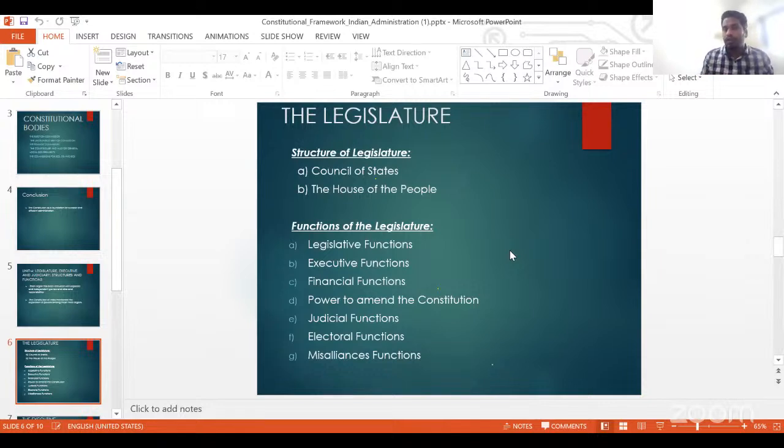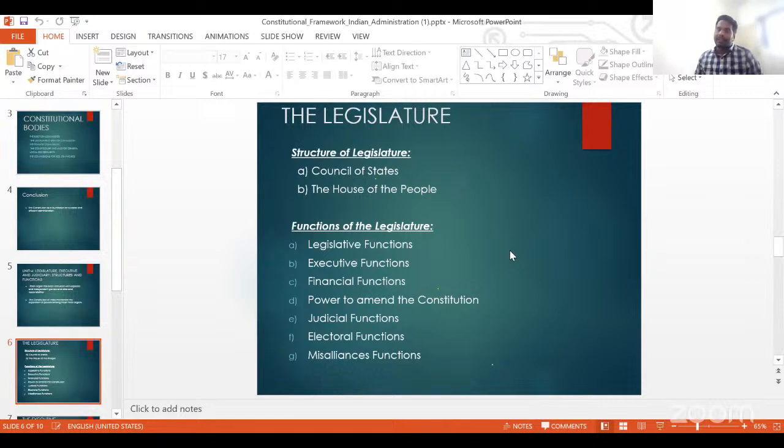Then we have Lok Sabha. Lok Sabha means House of the People. Here the representatives are directly elected by the people. Just to remember, Lok Sabha members are directly elected, Rajya Sabha members are indirectly elected.